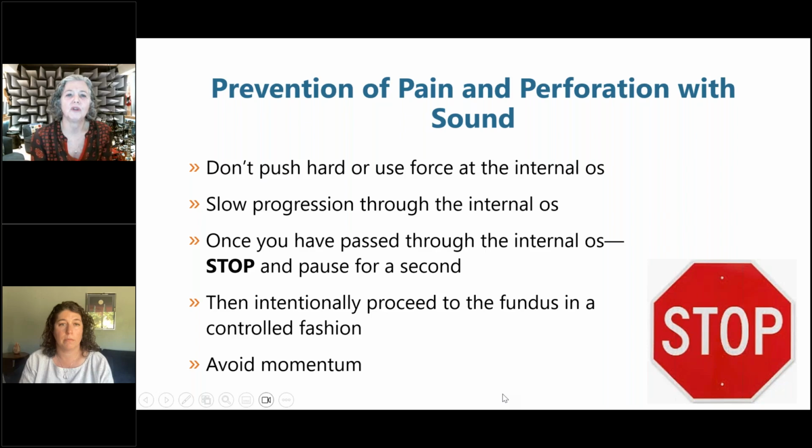Once you've passed through the internal os with the sound, this is the biggest tip that I can say you should bring home to everyone in your site. Make sure everybody does this. First of all, don't push hard or use force. When you go through the internal os, progress through slowly, and then once you've passed through, stop for a moment. Just take a beat, stop, and then very intentionally proceed to the fundus in a controlled fashion.